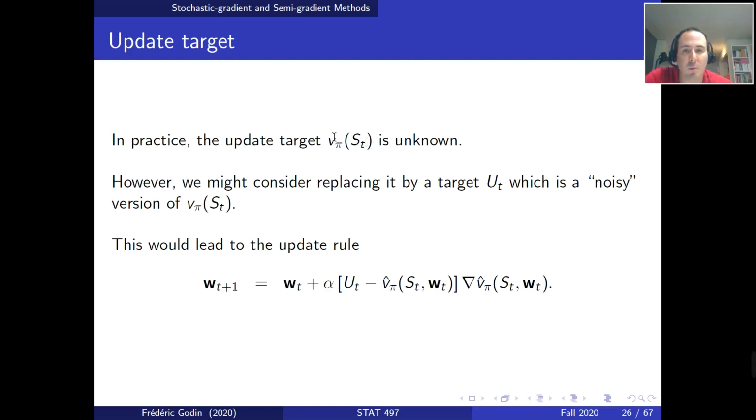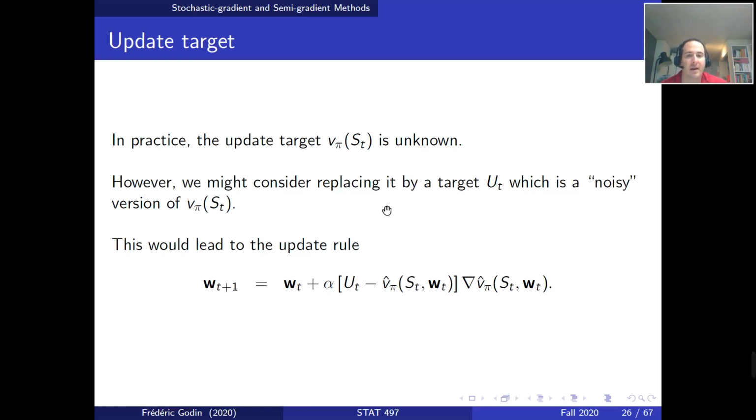Ideally, we'd like to have an unbiased, noisy estimate of the value function, but sometimes if we have no unbiased estimate, we might have some slightly biased estimate, whose expectation shouldn't be too far away from the true value function. So in the previous algorithm, we shall replace v pi st, which we do not know, by a target ut, which is some noisy version of the value function. So it's basically something that will estimate the value function and, on average, should not be too far from it.